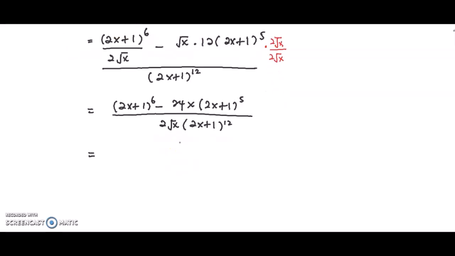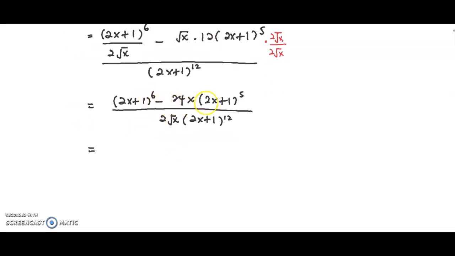After you have done this, then you need to factor out the 2. You can see that you have a common factor, (2x+1)^5, for these two terms. Once I take out the (2x+1)^5, what I left here is (2x+1)^1 only. And here I have a 24x.